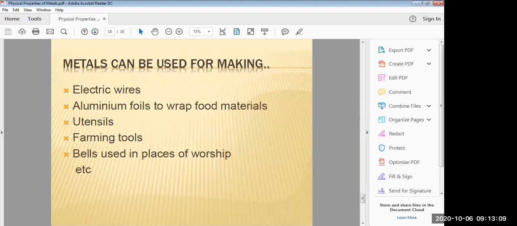Metals can also be used for making electric wires and aluminum foils to wrap food materials. For example, the food that is given in long distance trains is wrapped in aluminum, which keeps the food rather hot for a very long period of time. The utensils which are used in kitchens are also made up of aluminum. The farming tools used by farmers are also made up of iron. The bells used in places of worship, that is in temples, are made of brass, which is made up of copper and zinc.